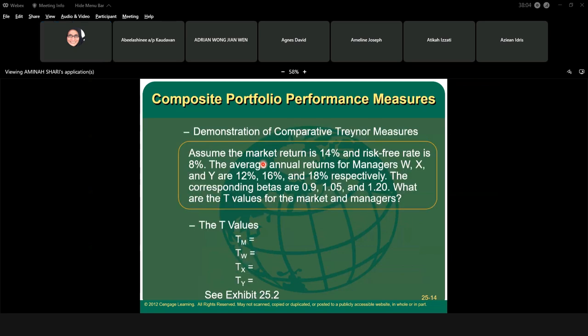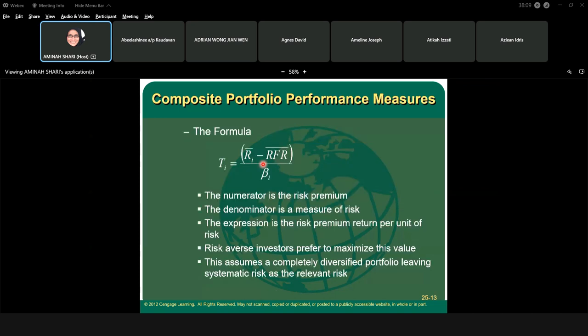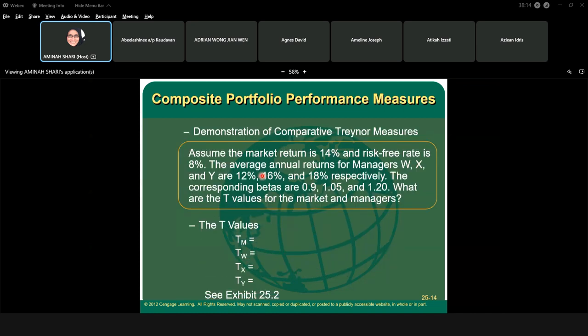Try to calculate what Treynor value you get using this formula: return minus RFR divided by beta. If you calculate Treynor for portfolio M, they have given the market return of 14%, risk free 8%, and the average annual return for managers W, X and Y. This is for the market, and this is for manager W, manager X and manager Y. So you can calculate based on the formula earlier. Okay, try calculating.